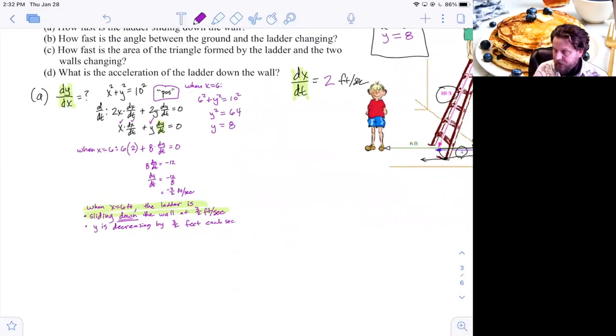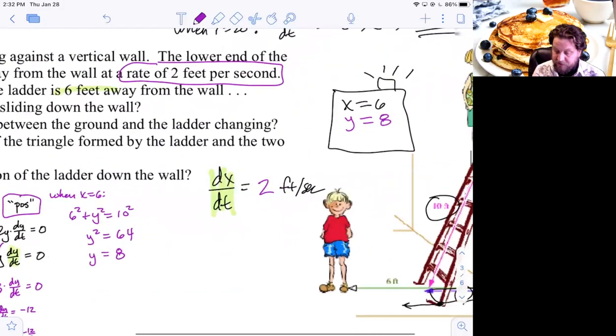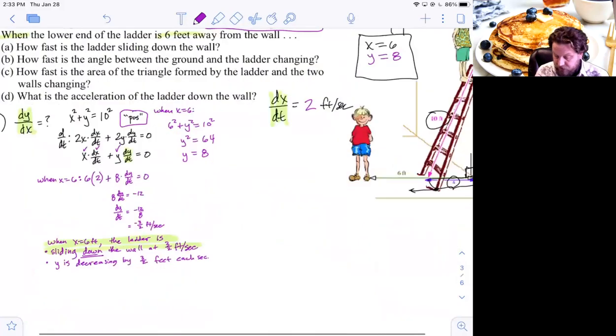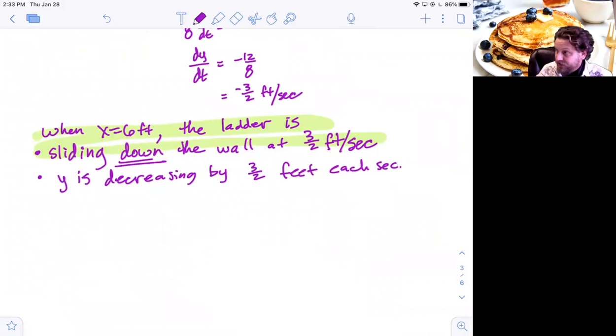Now, is that a constant rate? If it says it's being pulled away at a rate of 2 feet per second, you could assume that that's a constant rate. Otherwise, it would have a variable in it, like it's being pulled away at a rate of 2x feet per second or something like that. All right. So is it reasonable to think that if it's being pulled away from the wall at the bottom at a constant rate, that it's sliding down the wall at a constant rate? Maybe.